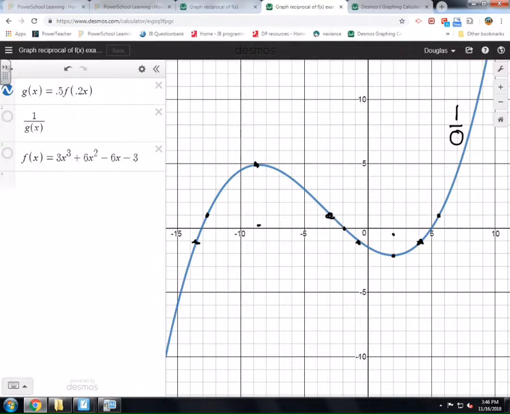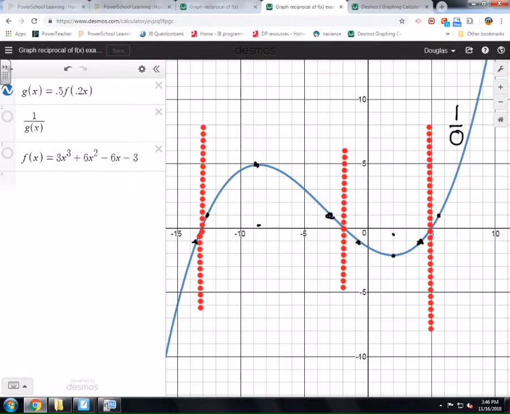What that means is the reciprocal function will approach infinity as our original function approaches 0. So in other words, I know that there are going to be 3 vertical asymptotes in my graph. I just have to draw them.